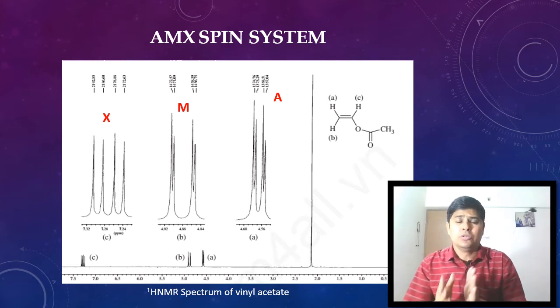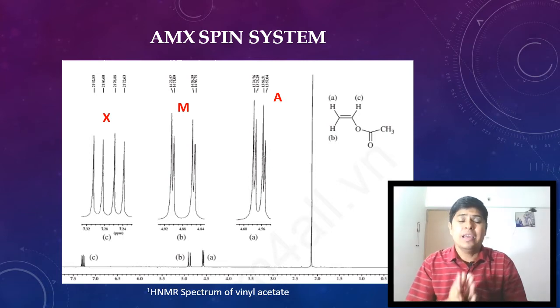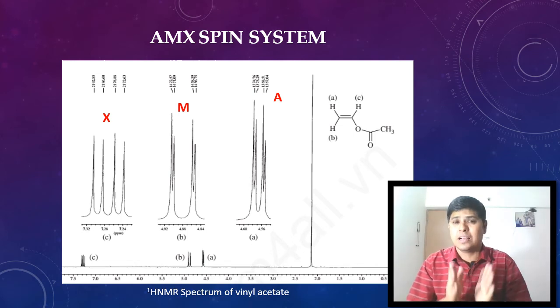To designate an AMX system in 1H NMR, we should have three different types of protons. Those three different types of protons should have a wide separation in their chemical shift, and those three nuclei should be coupling partners of each other. That is very important.